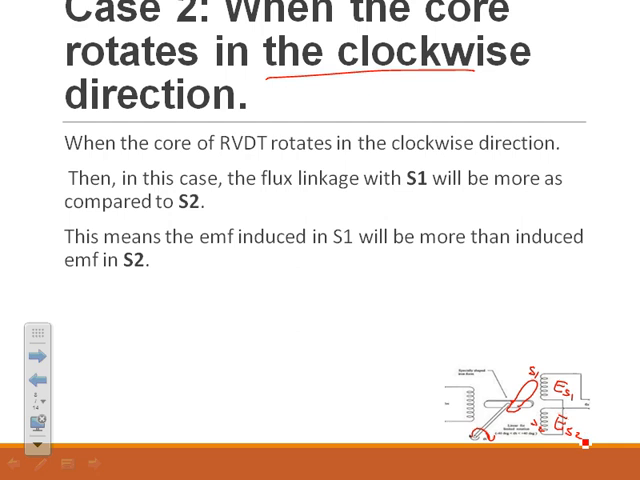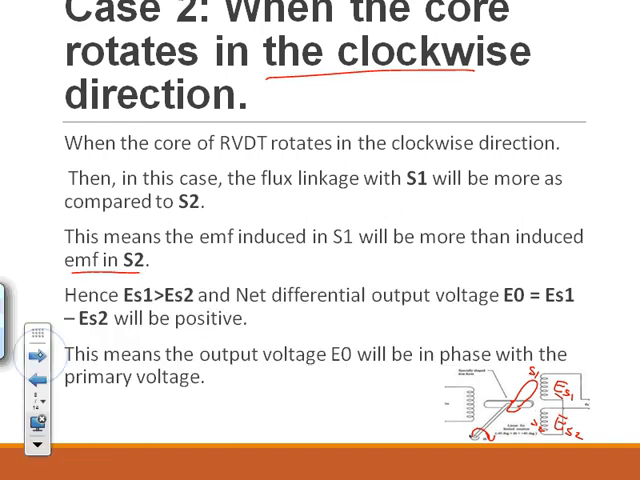Now the core will be moved more towards ES1. So more voltage will be developed in ES1. This means that the induced EMF in S1 will be more than the induced EMF in S2. So more EMF will be induced in the S1 winding, that is secondary winding 1, compared to secondary winding 2. Hence ES1 is greater than ES2, and the net differential output voltage E0 equals ES1 minus ES2 will be positive, because ES1 is greater than ES2.